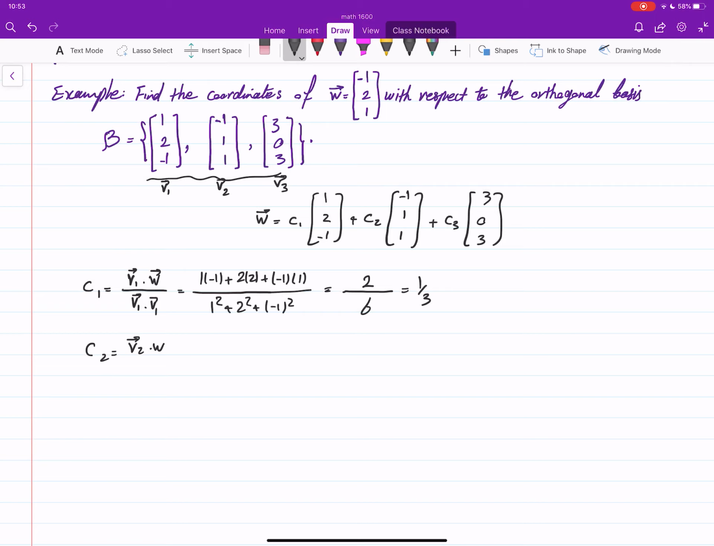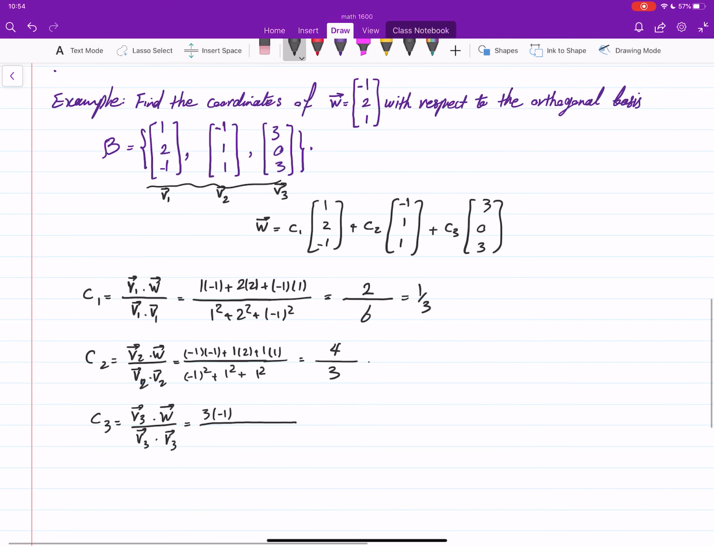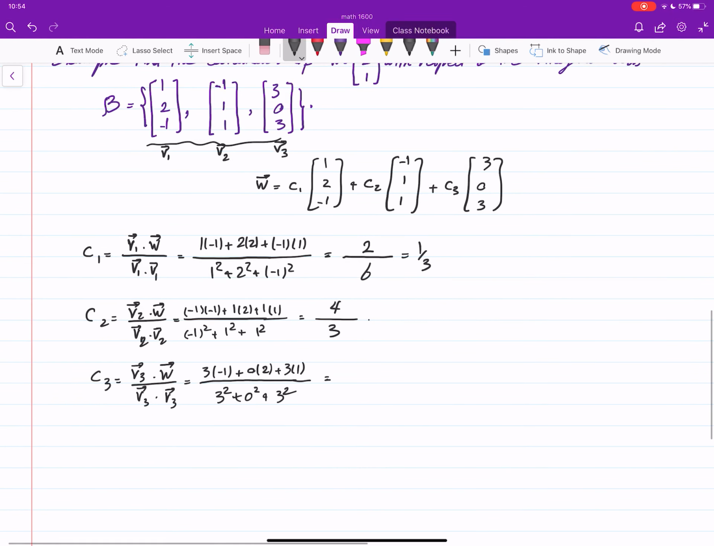C2 is V2 dot W over V2 dot V2. And what is the number here? It is negative 1 times negative 1 plus 1 times 2 plus 1 times 1, over negative 1 squared, 1 squared, 1 squared. So here I have 1, 2, 1, over 3, which is 4 over 3. That's C2. And C3 is V3 dot W over V3 dot V3. So this formula works for all orthogonal bases. It is 3 times negative 1 plus 0 times 2 plus 3 times 1, over 3 squared plus 0 squared plus 3 squared. This cancels that, and you have 0 over 18, which is 0.